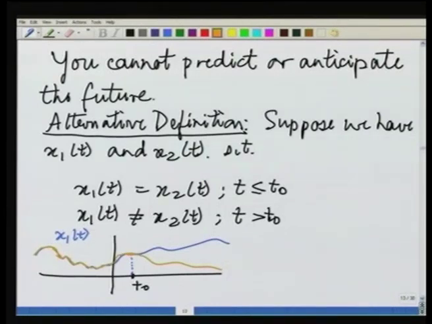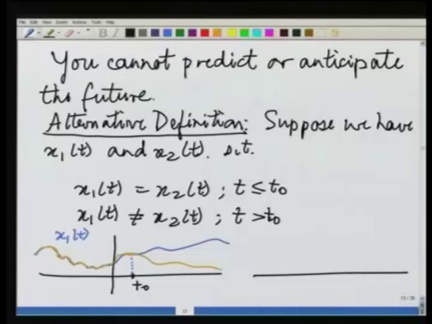Now, let us consider the corresponding outputs of a causal system. Let me recognize the same point t naught here as well. It can be shown by a very simple argument that the corresponding outputs y1(t) and y2(t) will also be identical up to the point t naught, and if they differ at all, they will differ only after t naught. So, this is x2(t) as I said.